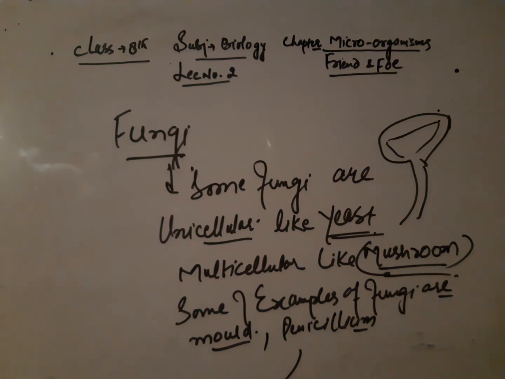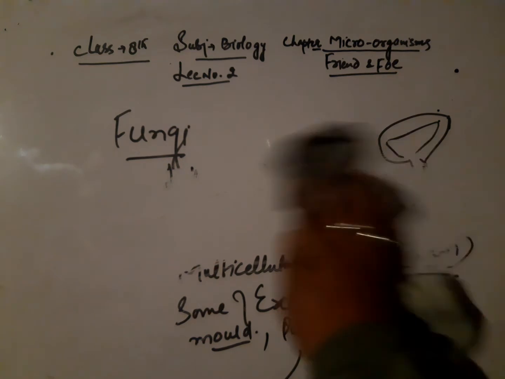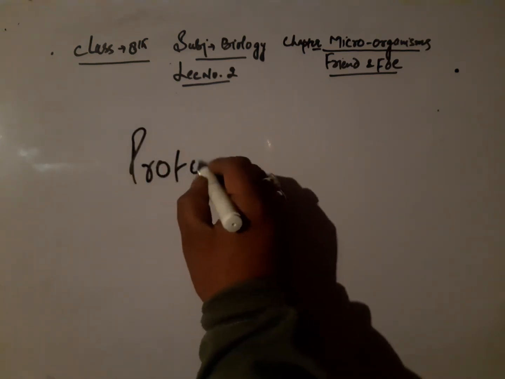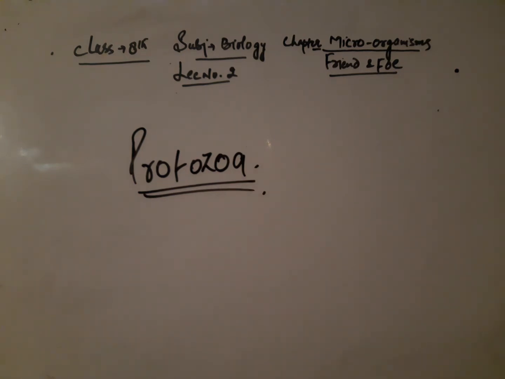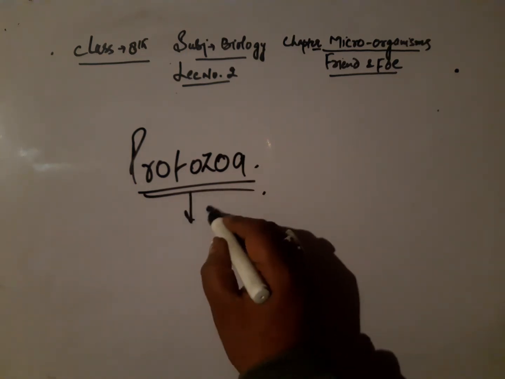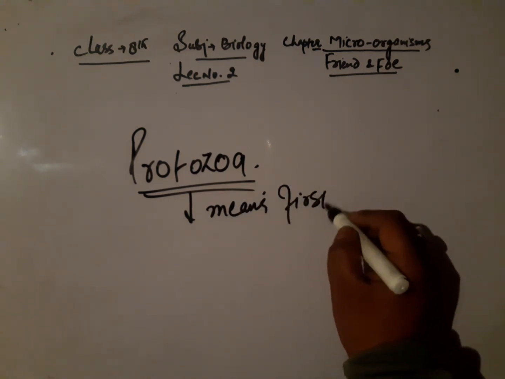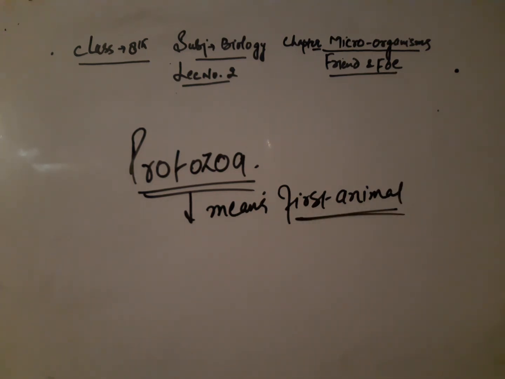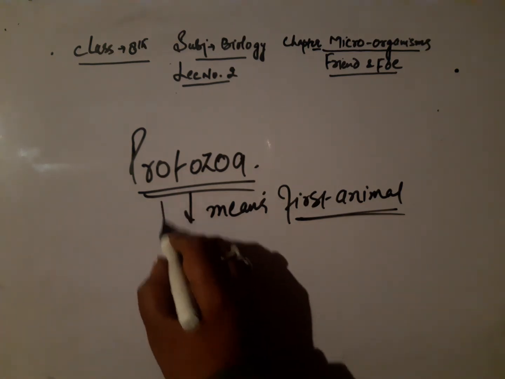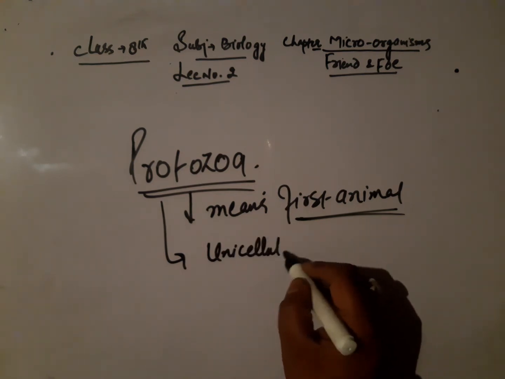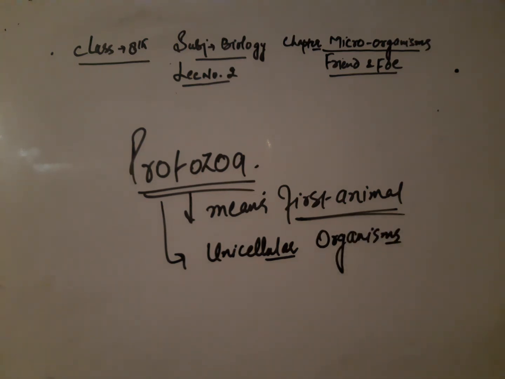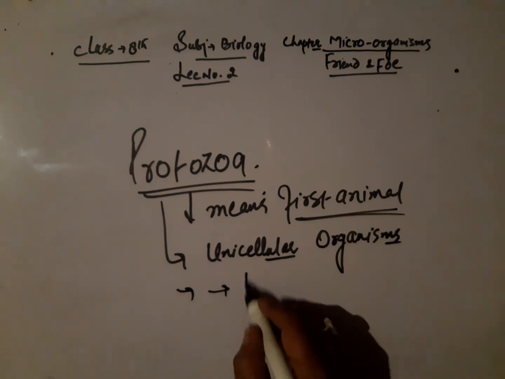Now let's move to the last group of microorganisms that are called protozoans, or protozoa. It means first animal. The first living organism that existed on this earth was protozoan. Protozoa are unicellular organisms, and they are included in a separate kingdom, and their kingdom is called protista.